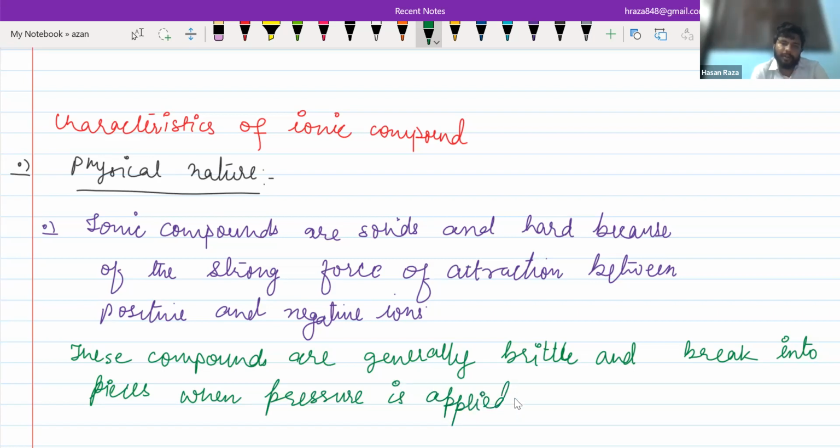So these points are very important, and questions can be asked in long answer type, 3 marks or 4 marks. Why ionic compounds are solid and hard, or why ionic compounds are brittle? Because they are hard due to the strong force of attraction. When pressure is applied, they break into pieces. Please write it and let me know when you are done.